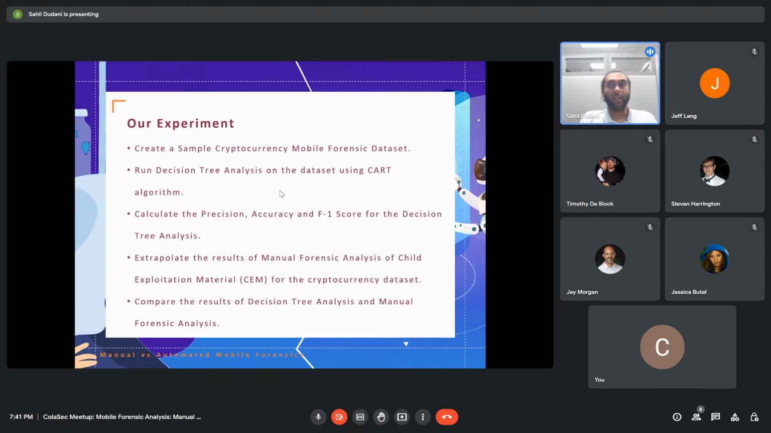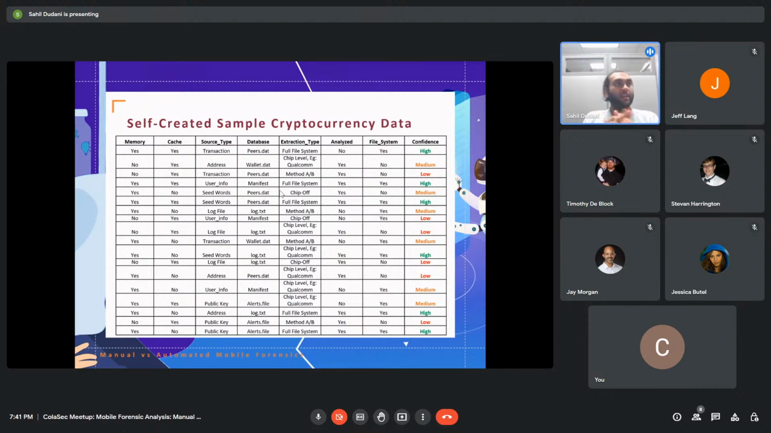Followed by that, we'll evaluate the model using precision, accuracy, and the F1 score. And then we're going to extrapolate the results of an existing study on child exploitation material, comparing manual versus automated. And then we'll compare the results of the two studies. So I'll dive right into it and show you the data right here.